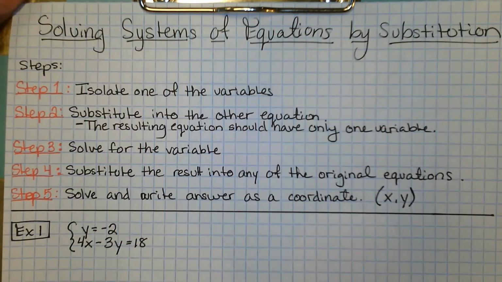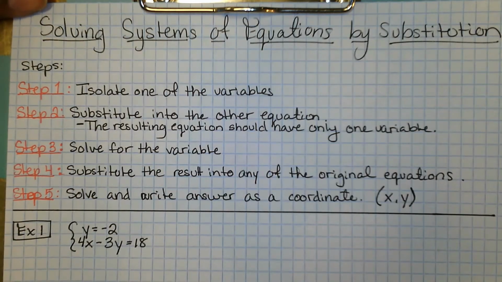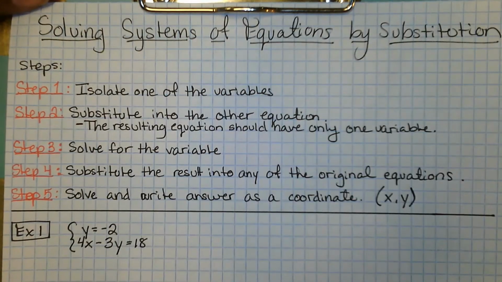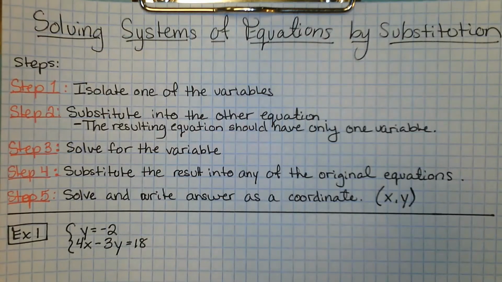In this video, we're going to solve systems of linear equations by substitution. Our first step in the process is going to isolate one of the variables. Isolate just means to get one of the variables by itself on one side of the equal sign. Step 2, we will substitute that into the other equation.